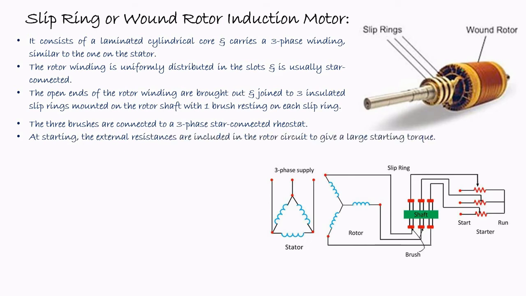At starting, the external resistance can be connected to the rotor windings. Here in this figure, we can see that this is the three-phase star-connected rotor winding, which is connected to the slip rings and through the brushes, and then some external resistances are connected to these star-connected rotor windings. This arrangement is made to make the rotor winding resistance equal to the rotor winding reactance, so that we can get the maximum starting torque from the machine.